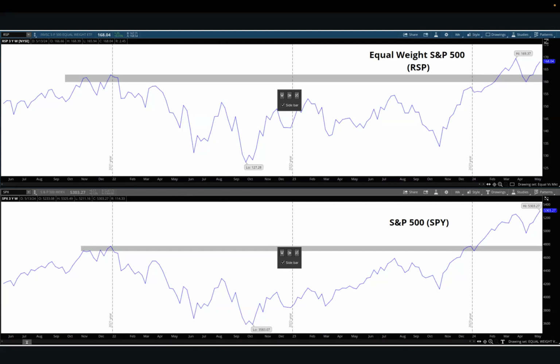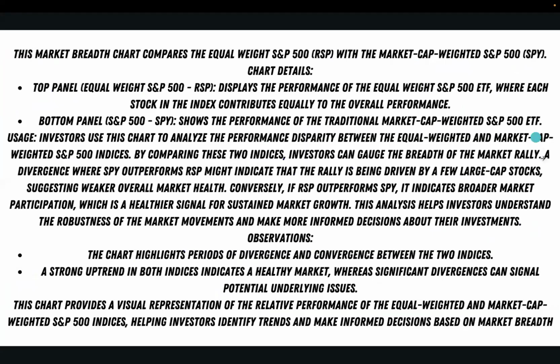Now, you don't want to see just one of them moving in a straight line up or a straight line down and the other doing the complete opposite. Okay, so it does give you some confidence whenever you see these moving very similarly, but there's many different ways you can use this chart. And this is just one of the ways that we went over in today's video.